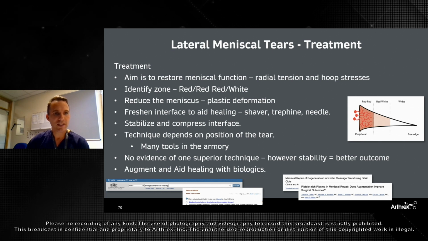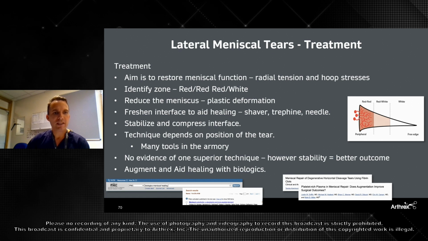There's lots of different techniques and there's lots of different tools in the armory. There isn't one device that will achieve everything for you. Inside out sutures are very popular, but they can't be used for everything. And you need to have a full understanding and a full skill set to be able to use all the different things at your disposal.